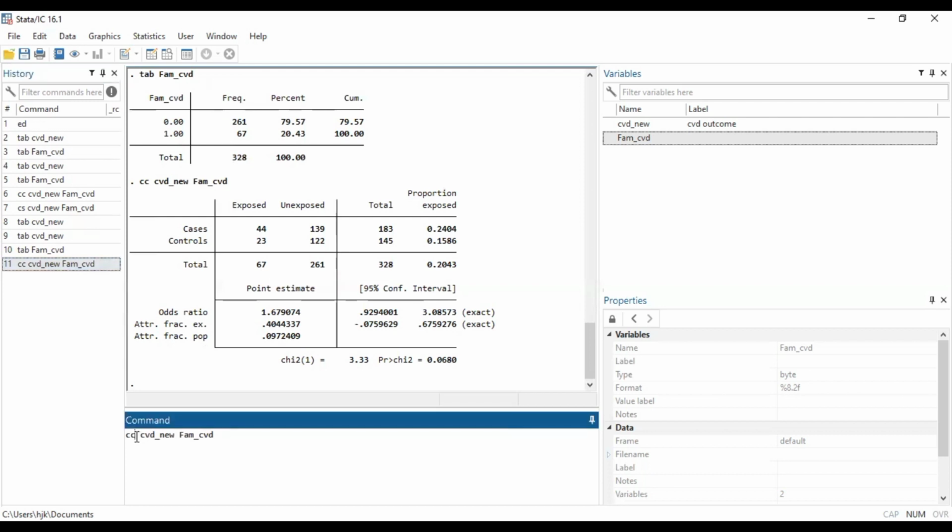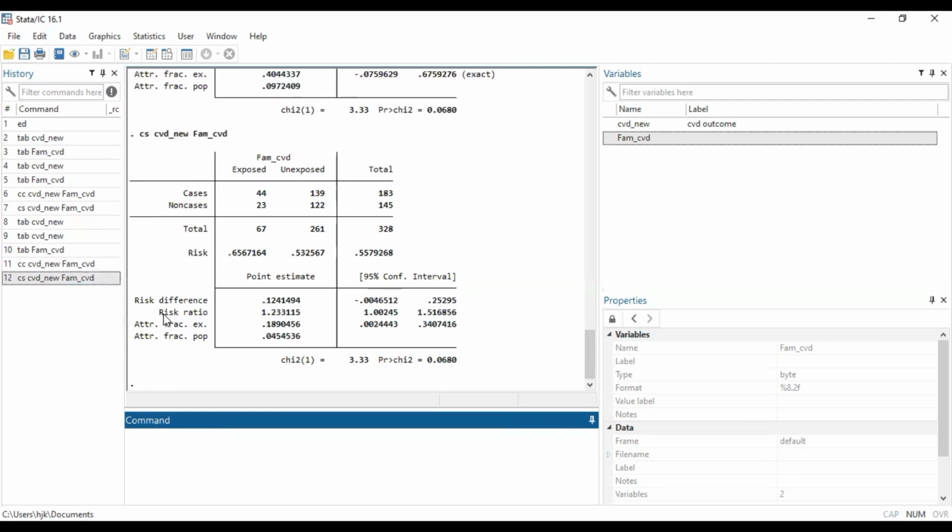So to run the same association, by this time the study design is a cohort study, we'll change this from CC to CS so we can be able to get risk ratio instead of odds ratio. So this gives us risk ratio instead of odds ratio. Now, the risk ratio here is 1.23. So what it means is that there's a 23% increased risk of getting CVD among the exposed compared to unexposed.